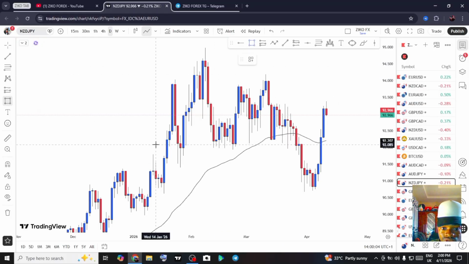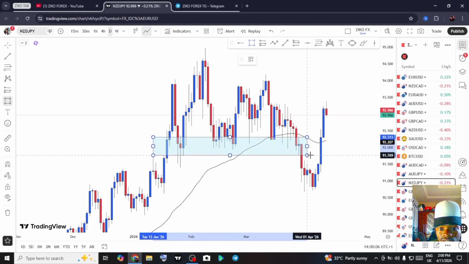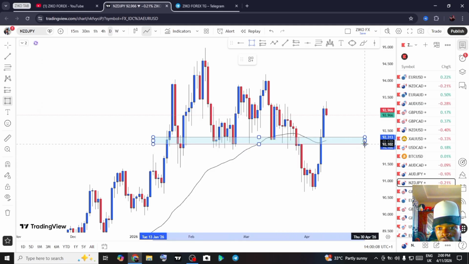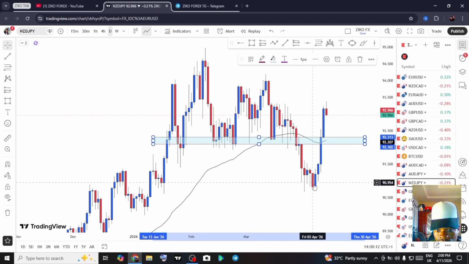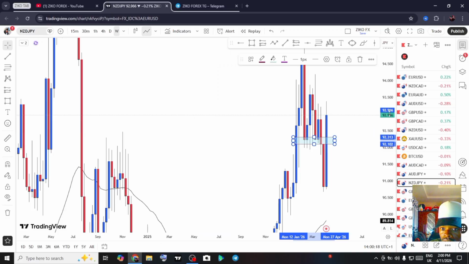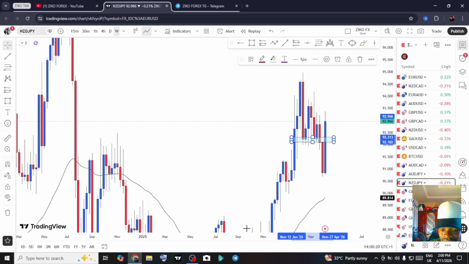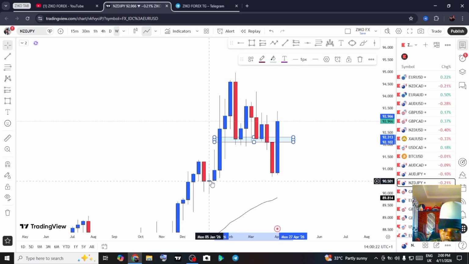We have an area of interest here on the daily time frame on NZD JPY, and the market structure on the daily time frame is bullish, right? So we have daily bullish. Let's see how the weekly looks. Weekly is tight, but weekly is bullish. This is the higher high, this is the higher low, right?